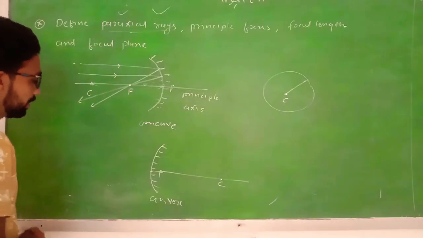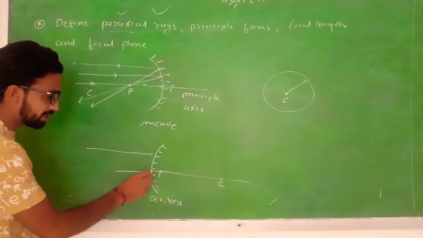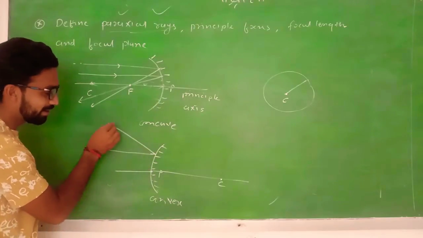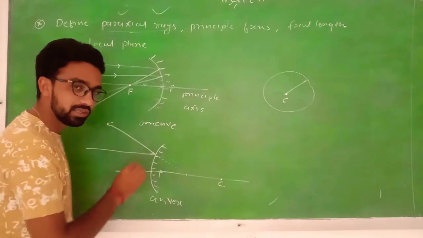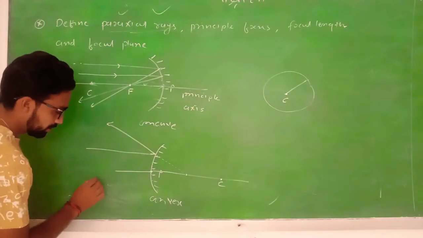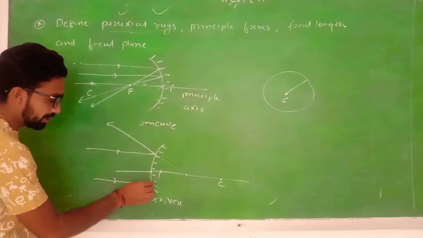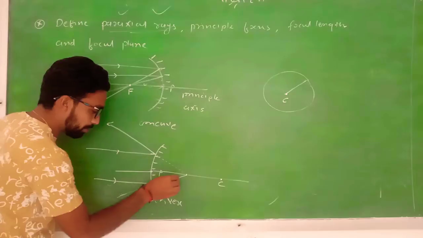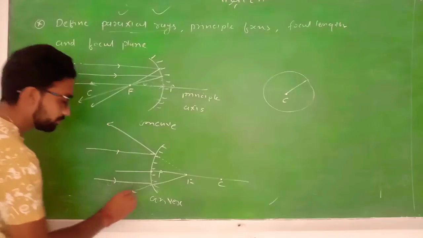Similarly, you can see here a ray coming from infinite distance, parallel to the principal axis. After reflection, the ray is reflected in this way. But when extended backward, the reflected rays intersect at this point. Similarly, consider one more ray, suppose this one. These are parallel to the principal axis. After reflection, the ray reflects in such a way that it appears to come from a fixed point on the principal axis. So this point is the principal focus.